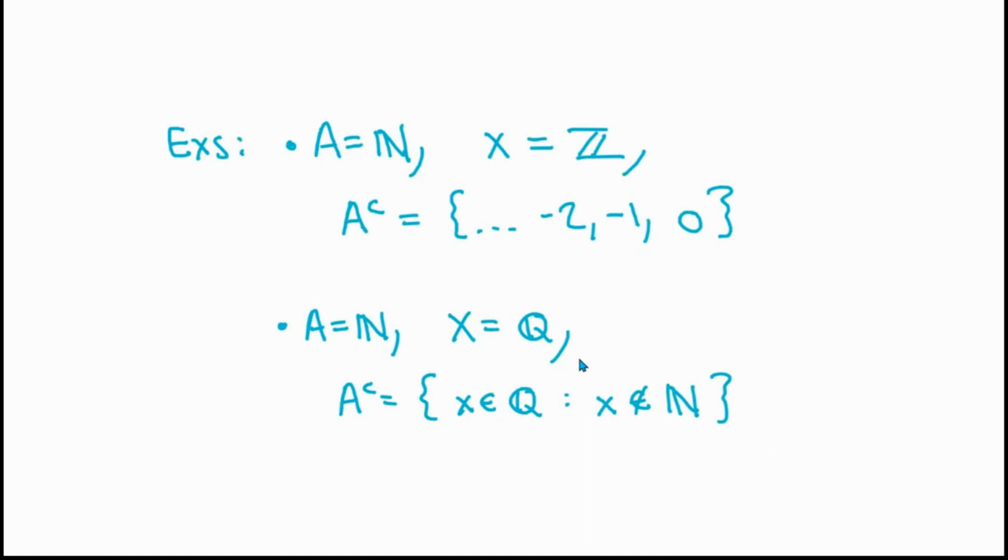Of course, the second set includes the first set as a subset, but it's a proper subset. The two sets are definitely not equal, because the second set, for example, contains the number 1/2, but the first set doesn't. This is just something to keep in mind when you're working with complements of sets that could naturally be thought of as subsets of different universal sets X.